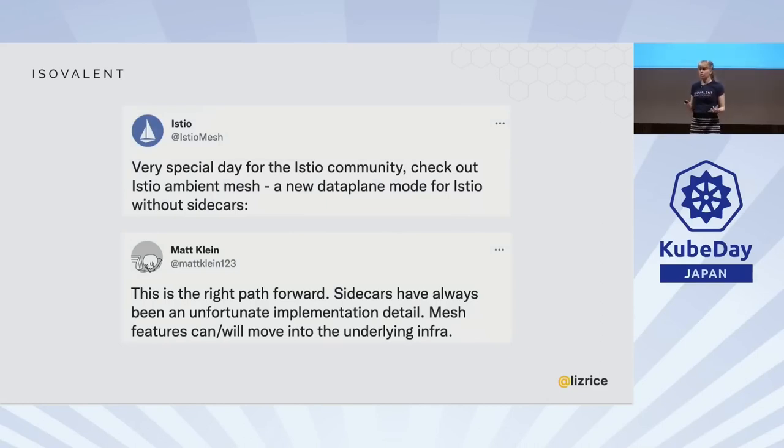Cilium was the first to implement service mesh without sidecars, but now Istio has also followed suit with the ambient mesh approach. There are some differences in how Cilium and Istio are approaching this, but they're both taking sidecars out of the equation. They both use Envoy proxy to handle the complexity of layer 7. "Sidecars have always been an unfortunate implementation detail. Mesh features will move to the underlying infrastructure." That's from Matt Klein, who originally wrote the Envoy proxy.